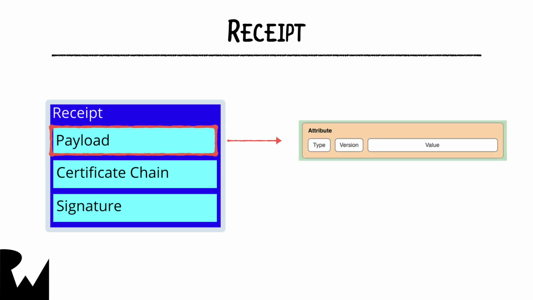The receipt contains a bunch of attributes. Each attribute contains a type, a version, and a value. You'll loop through the attributes and learn about the meaning of some of them.